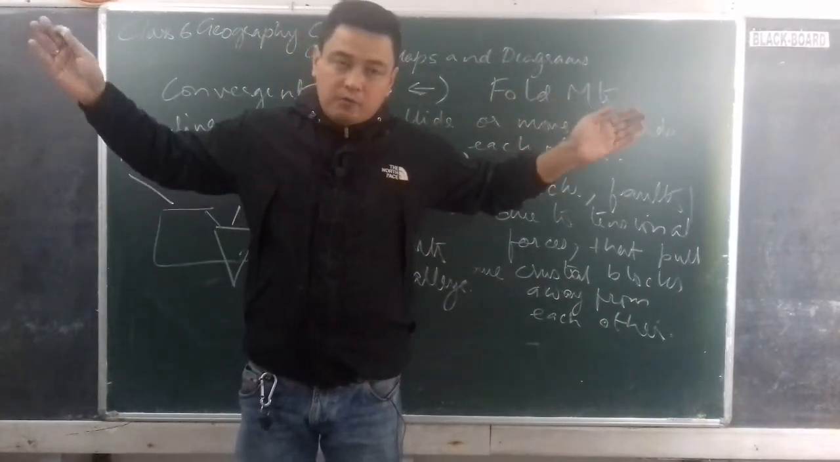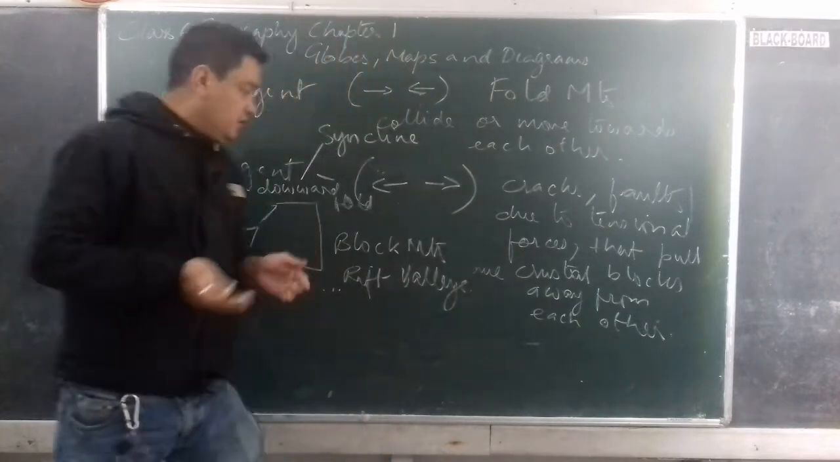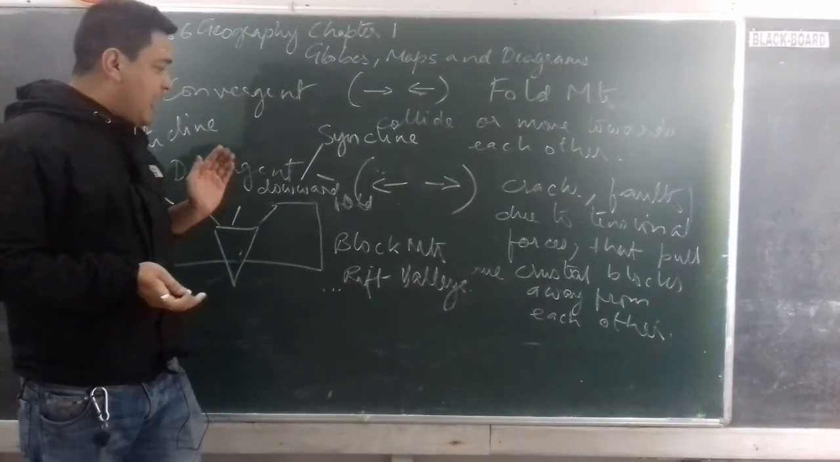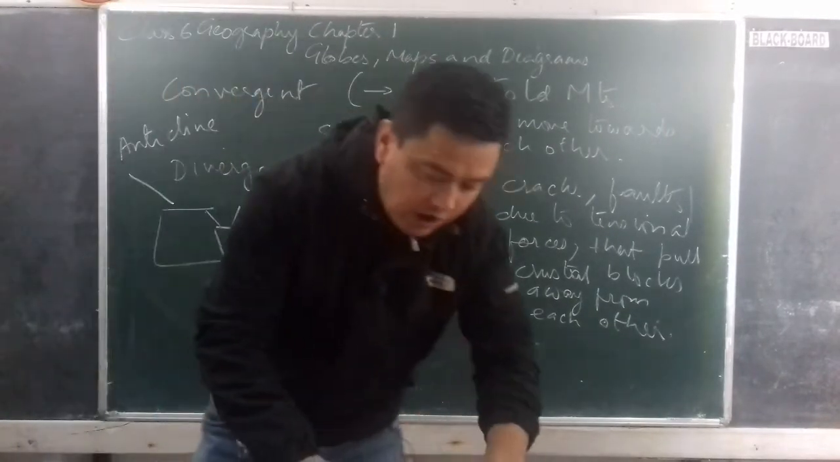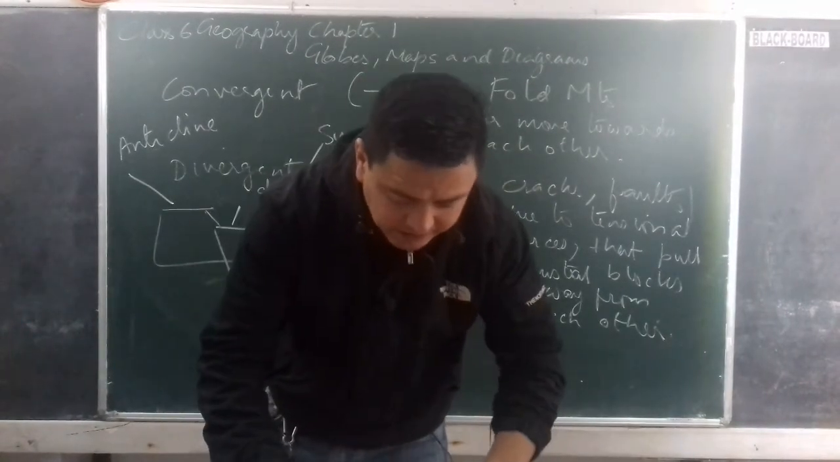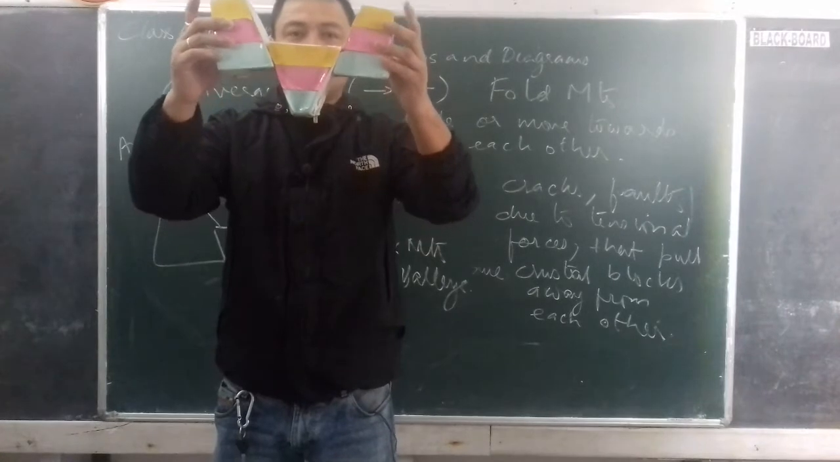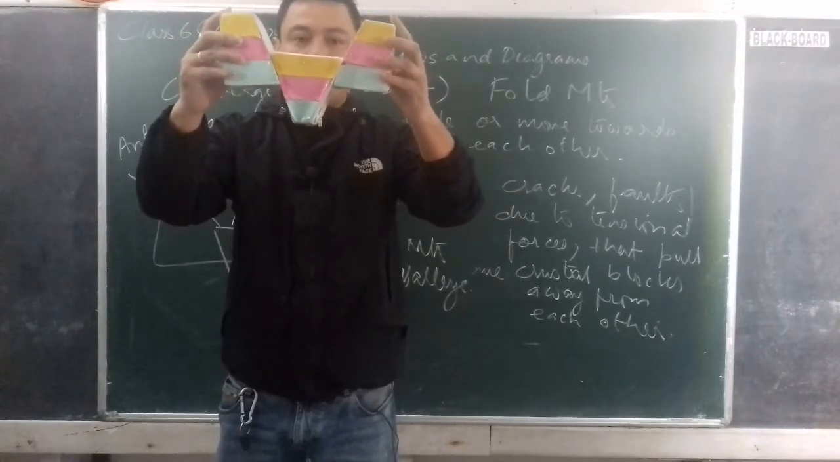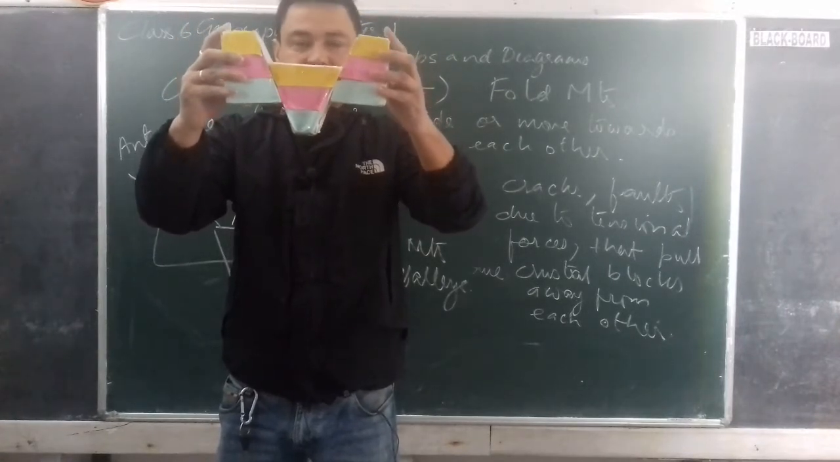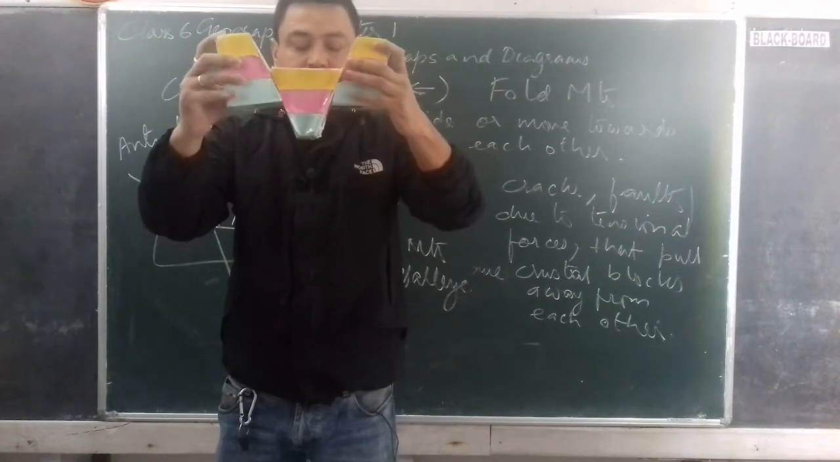When they go far away from each other, they make block mountains and rift valleys. So how do they make block mountains and rift valleys? This is the diagram. When they are going away from each other, what happens? These two block mountains are formed where the tip of the block mountain is flat and you have a rift valley in the middle.